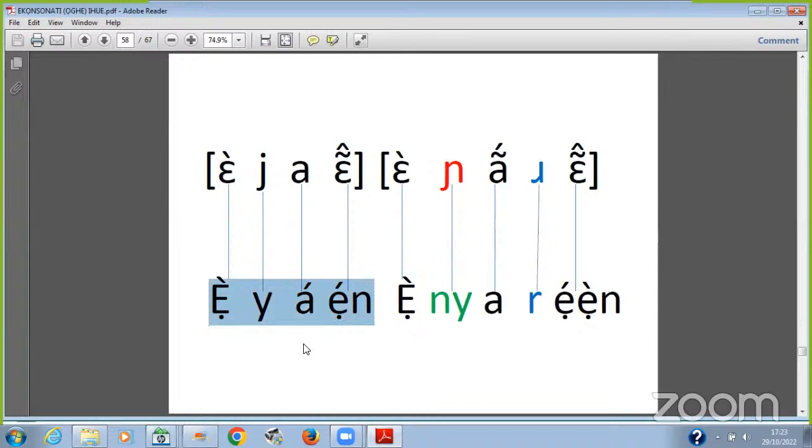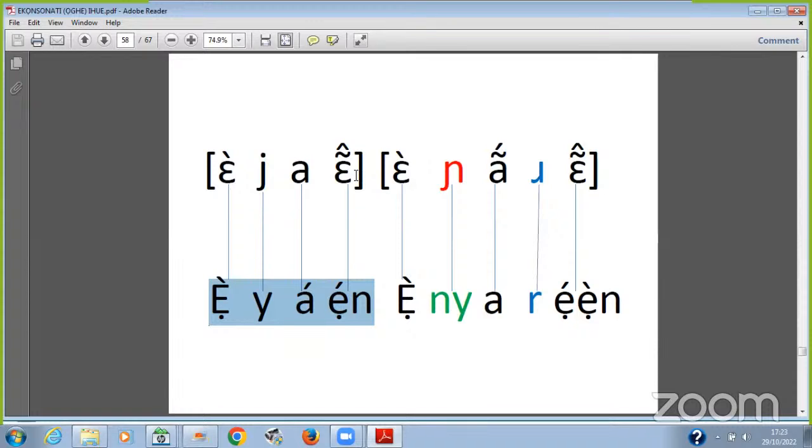When you write Enya like this, it's wrong, because the first sound there is oral, the second sound yi is oral, and then the third vowel is also oral. So if you use this diagram, the vowel cannot spread nasality backward onto another vowel.